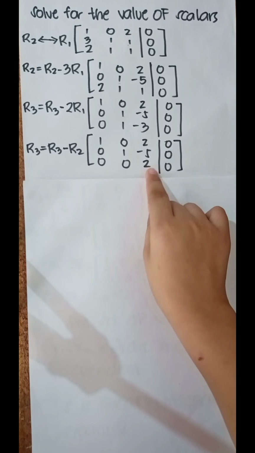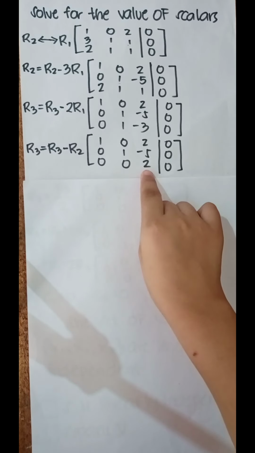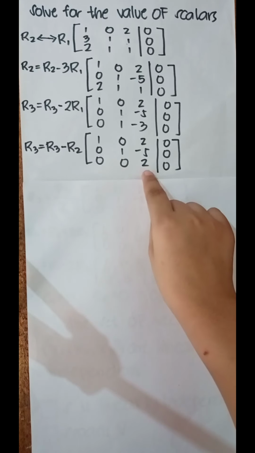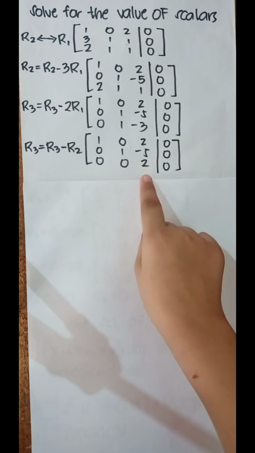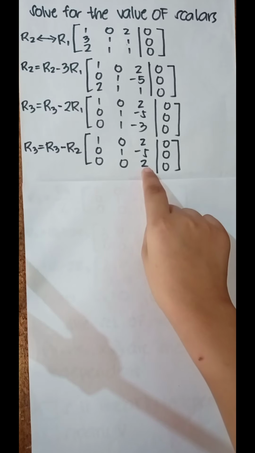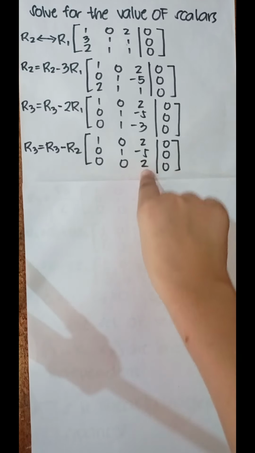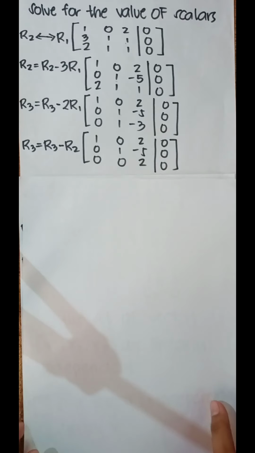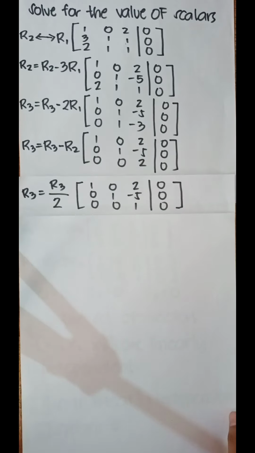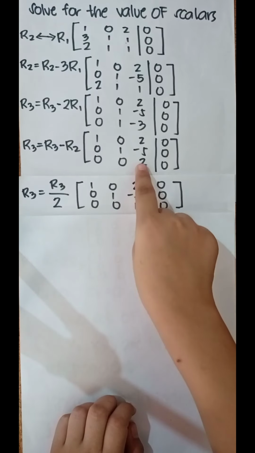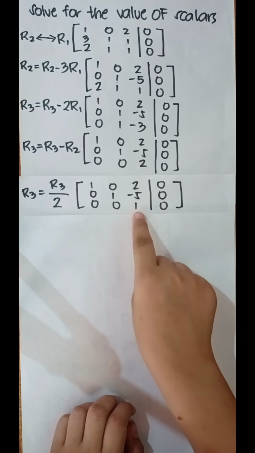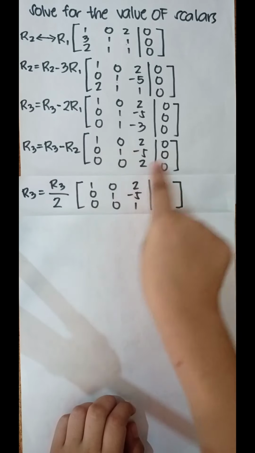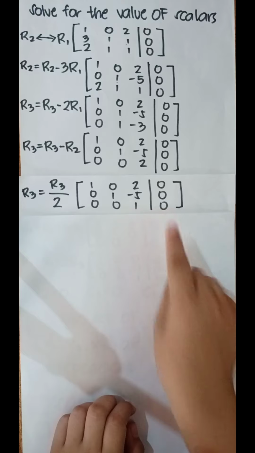In the third column, the pivot here is this 2, and our goal is to make this number into 1. So to do this, we will divide R3 by 2, like this. 2 divided by 2 is 1. Copy row 1, copy row 2, and then row 3.